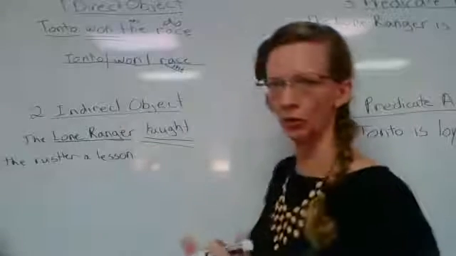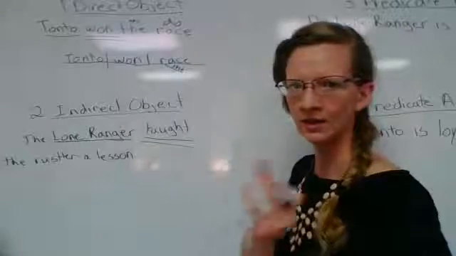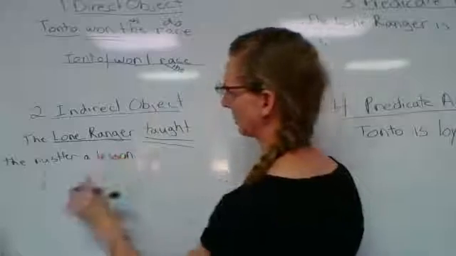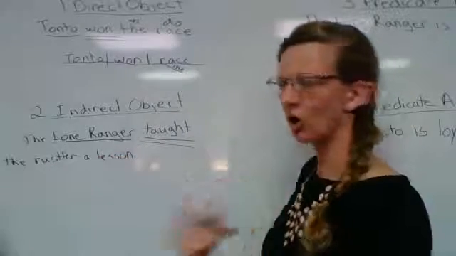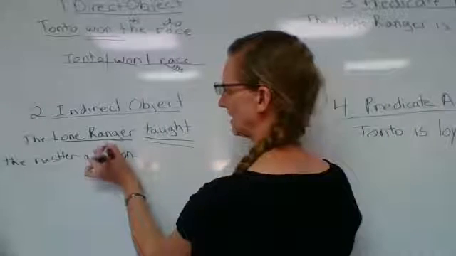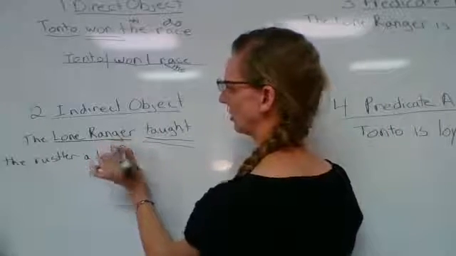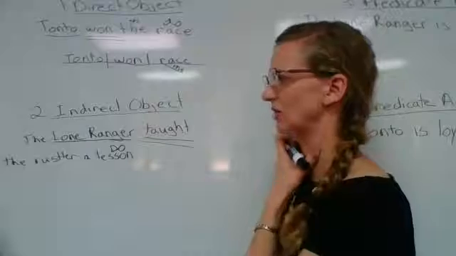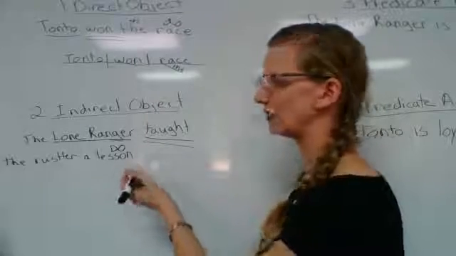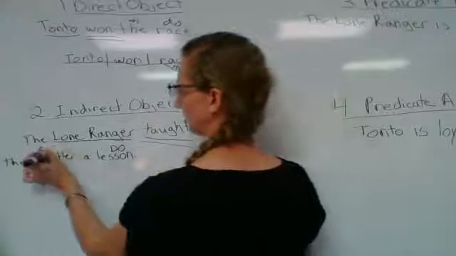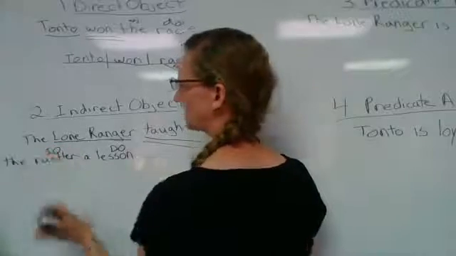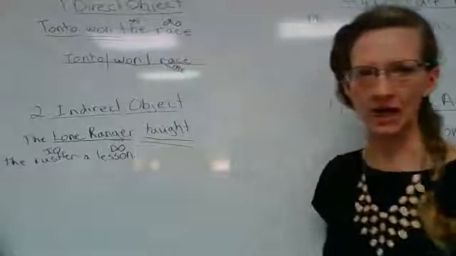Okay, taught who? Taught what? He taught a lesson. Now don't get confused with wrestler. He didn't teach a wrestler. He taught a lesson. So lesson is your direct object, because you have to have a direct object if you can have an indirect object. And then taught lesson to whom? Well, he taught it to the wrestler. So wrestler is your indirect object.